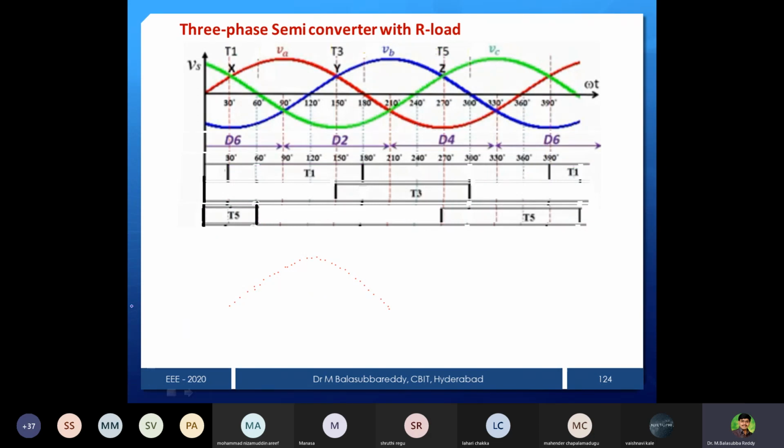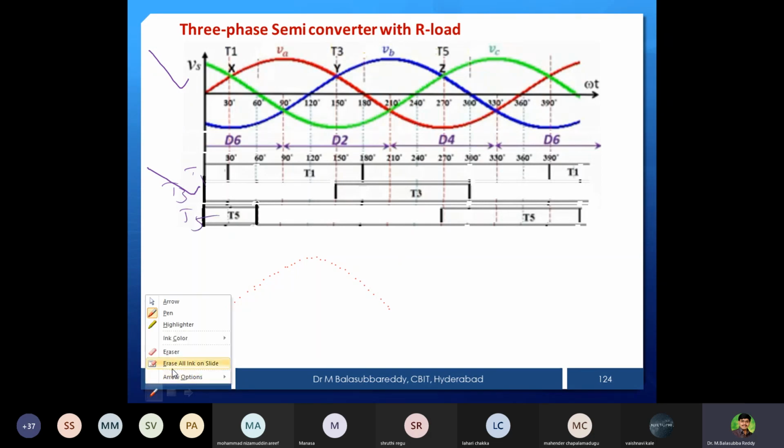All of you clear? First you have to draw the supply, then you have to provide the firing pulses for T1, T3, T5. So the first one is the T1 firing pulse. This is T1, if you want you can show it, and then T3, then T5. So this is the firing pulse.